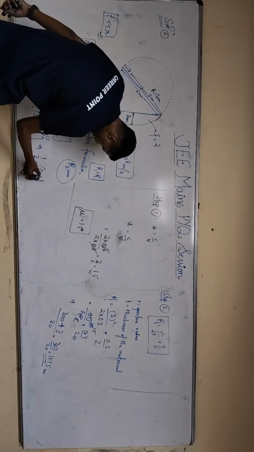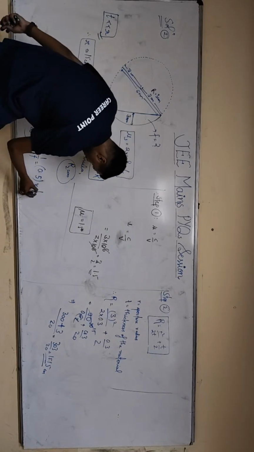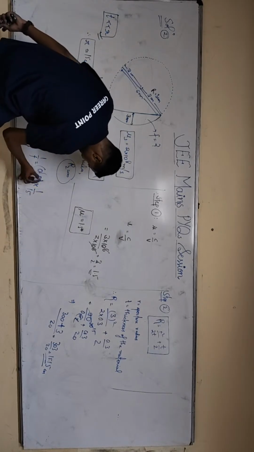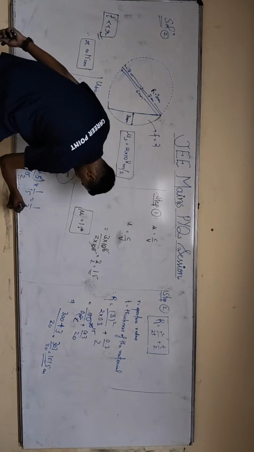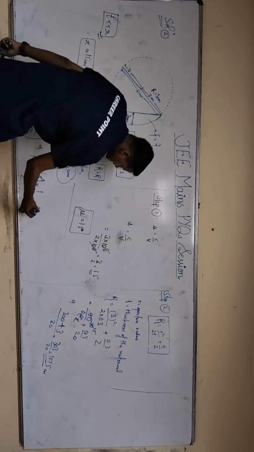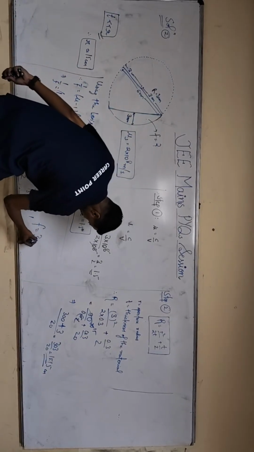0.5 into 1.15, that will be 1/30. So your value of focal length is f equal to 30 centimeter.